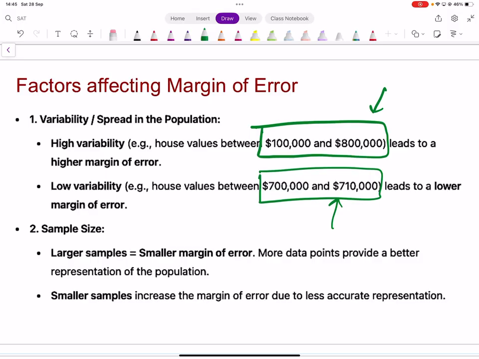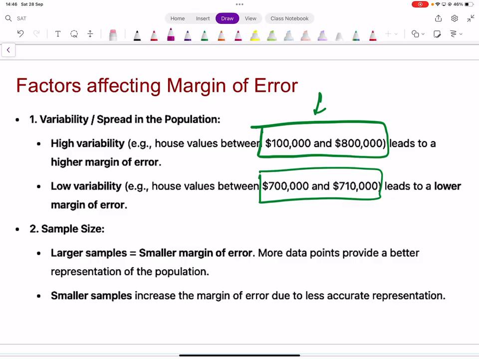Now that actually depends on the actual data. It's not something that you can control, right? It is what it is. When you collect a sample, the data itself could be more variable or less variable. If it's more variable, your results may not be that accurate. If there's less variation in the actual data, your results will be more accurate. Is that okay? Does that make sense?